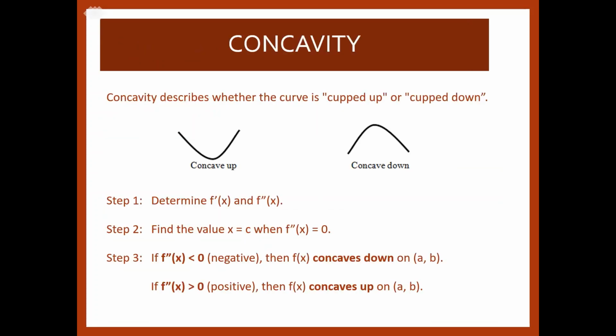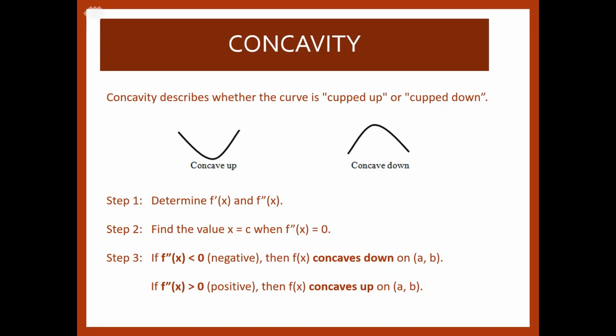Next, we are going to learn about concavity. Concavity describes whether the curve is cupped up or cupped down, or in other words, whether the curve is concave upward or concave downward. To determine the concavity, you need to identify f prime x and f double prime x first. Next, find the value x equal to c when f double prime x equal to 0.